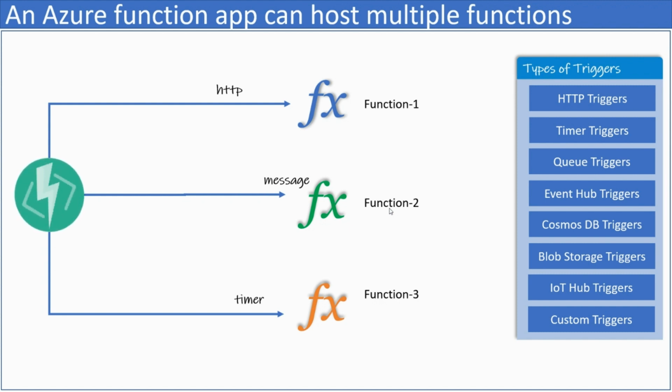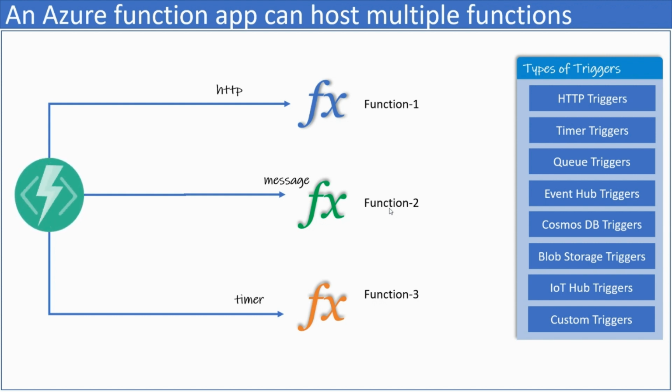Once you have deployed your Azure function app with multiple functions, you can manage and monitor each function separately using Azure Portal or other monitoring tools. Some of the different types of triggers available with Azure Functions are listed on the right hand side. A brief view about each trigger.